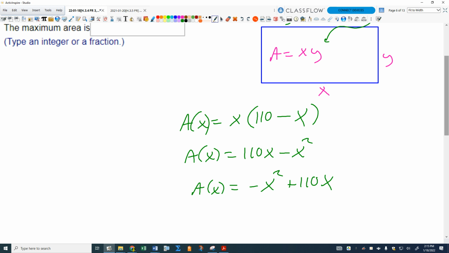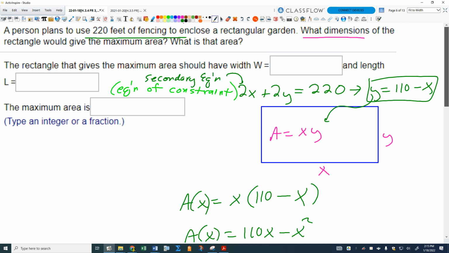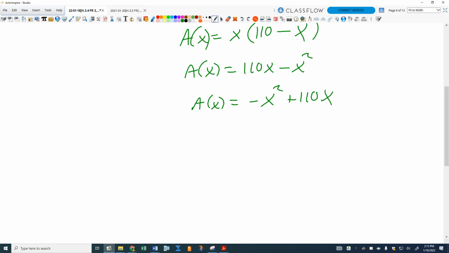Or if I want to write that in standard form, that's just a quadratic function, right? Negative x squared plus 110x. Okay? Give me thumbs. How we doing? Okay, all right, so we want to maximize this thing. So what are we going to do? What can you tell me about that function? If I were to graph that, what would the graph look like?